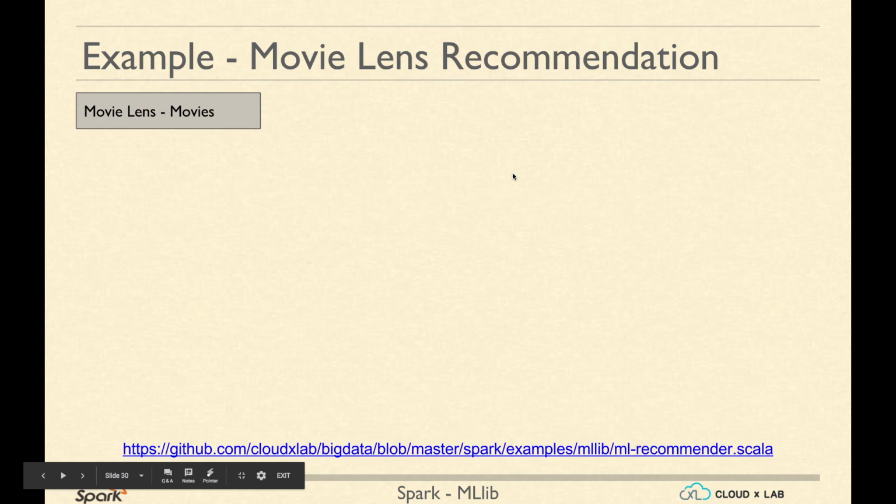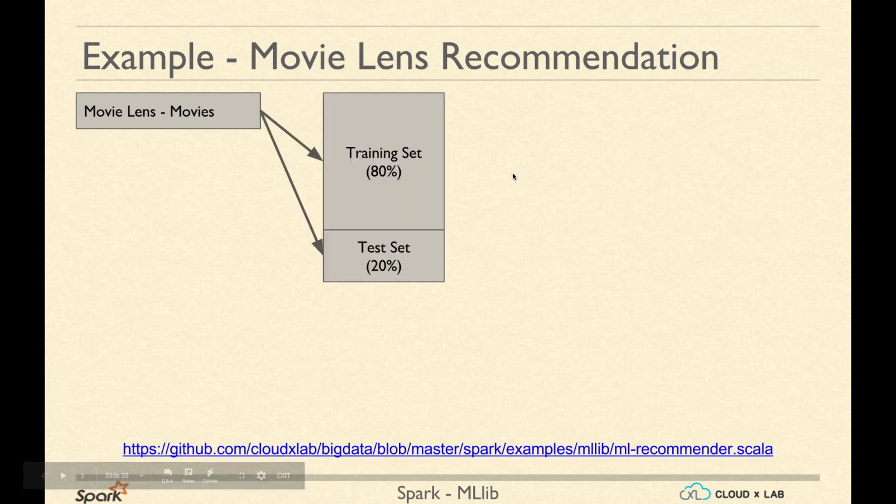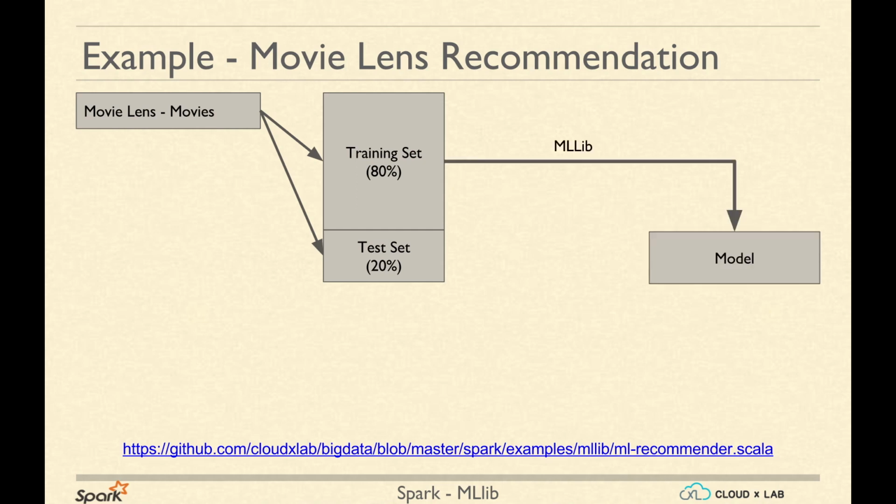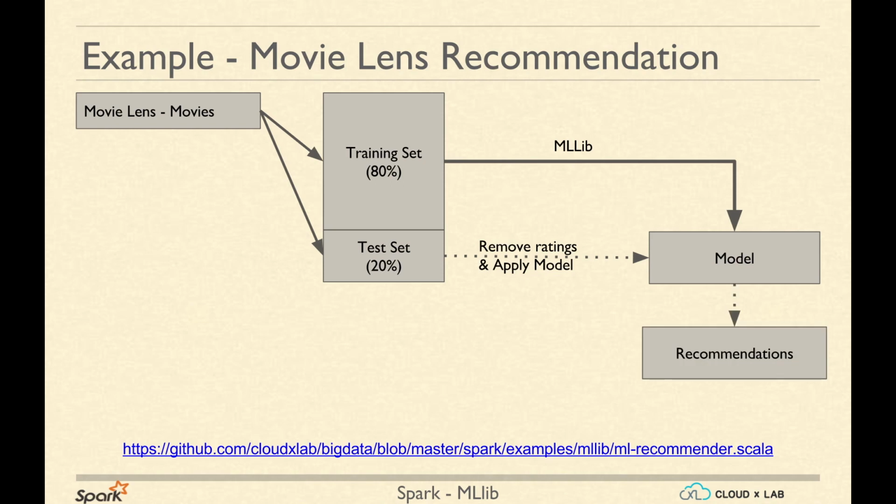Now let us use the Spark MLlib to generate recommendations. We are going to divide this movie ratings dataset into two parts, training and test. Training being 80%, test being the remaining 20%. Using training data, we will train the model and we will generate recommendations for the test data using the model.